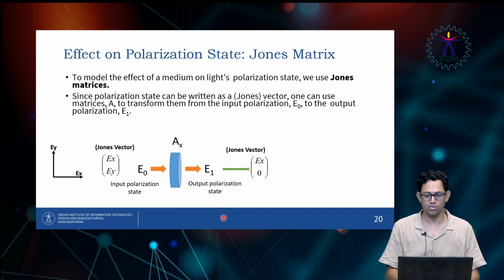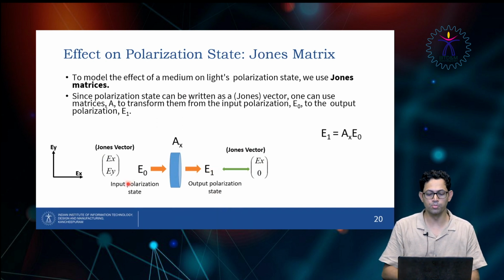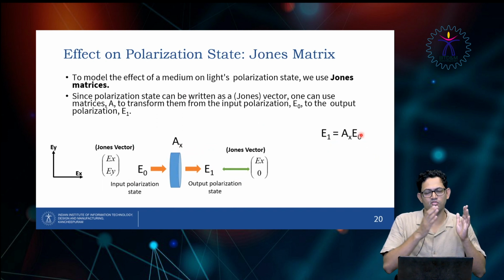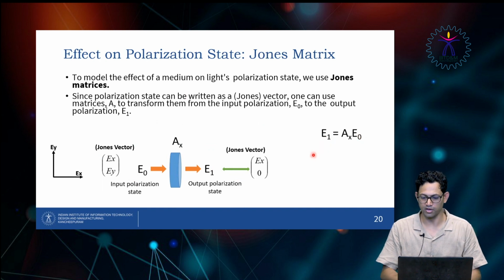Now if you want to see the mathematics, if you define the output polarization state as E1 and the input polarization state as E0, you can write E1 is equal to Ax, that is the matrix of the optical element, multiplied by E0. That is for a single element. We will see after some time how we have multiple elements, what this transformation looks like.